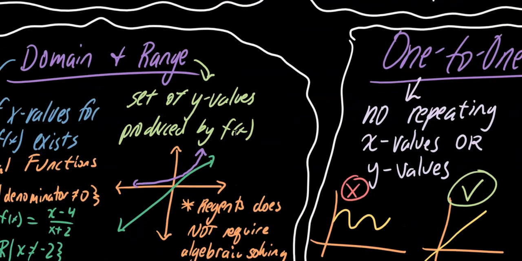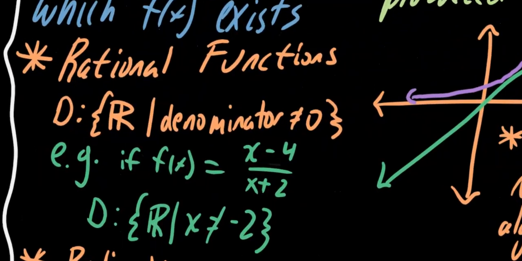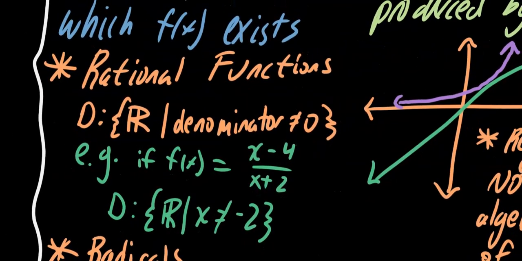Now let's talk a little bit about a function's main qualities and characteristics. Firstly, domain is the set of x values for which the function produces some sort of output, or the x values for which it exists. Rational functions' domains, specifically, can be found algebraically. Their domains are everything but where their denominators are equal to 0, which is when they're undefined.